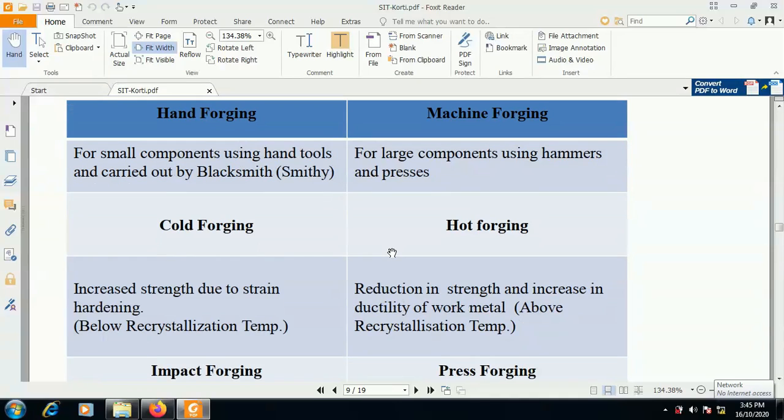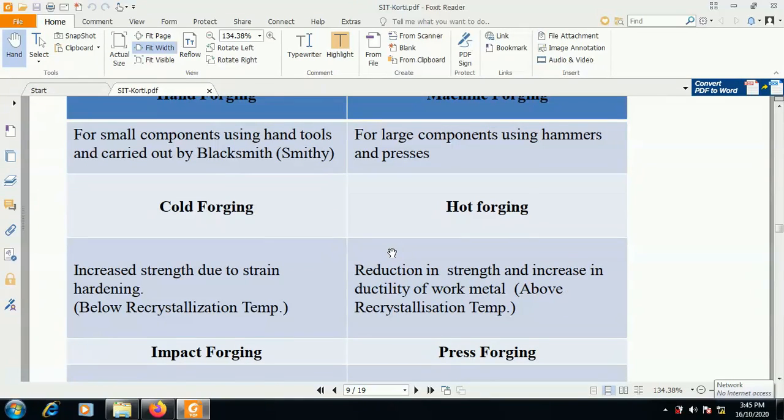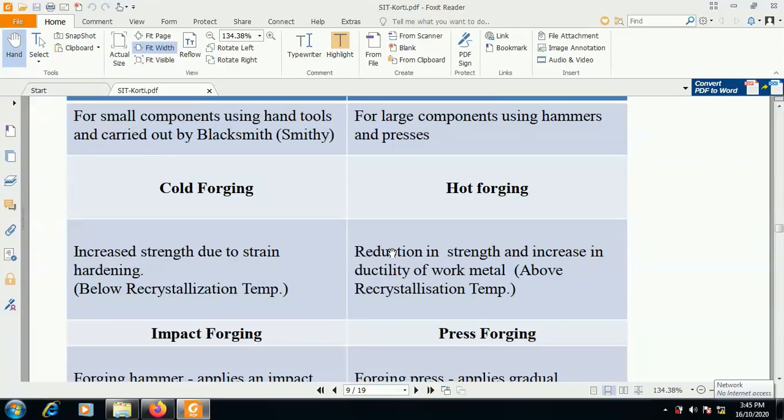This is machine forging. Cold forging means increased strength due to strain hardening. If the deformation or forging operation is carried out at normal room temperature, it is called cold forging. I told you the example of cold forging is manufacturing of the head of a bolt. Cold forging is also called cold heading.